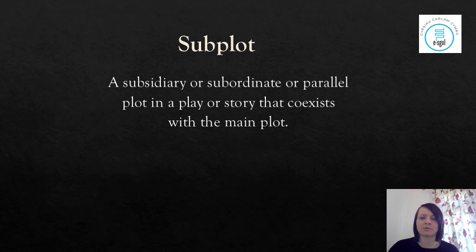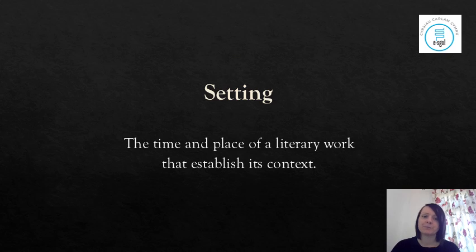Stage direction, we'll just skip through quickly. As you know, it gives specific advice to actors, and it's essentially the rules that the playwright is setting, okay? It's their only control they've got over their play once it goes into the hands of a director. A subplot, so a subordinate or parallel plot in a play or story that coexists with or within the main plot. So again, with Hamlet, you've got the play within the play, the mousetrap scene, and you seem to have two separate plots going along side by side there as well, okay?